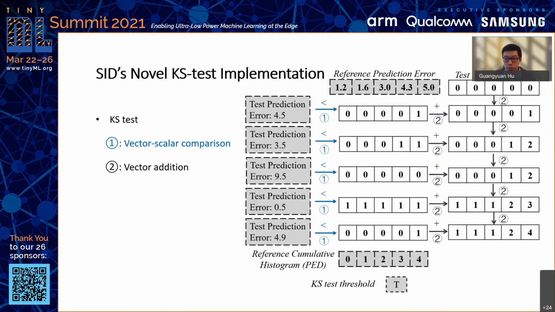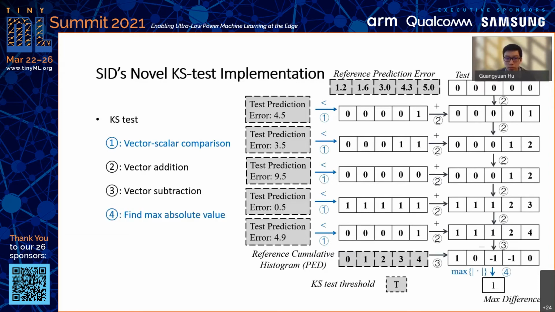And after we repeat this for all errors in the test window, we do a vector subtraction to compare the test histogram and the reference histogram. Then we find the maximum absolute difference in step 4 and give the result in step 5. The step 1 and step 4 are the 2 new primitives we add for KS test.